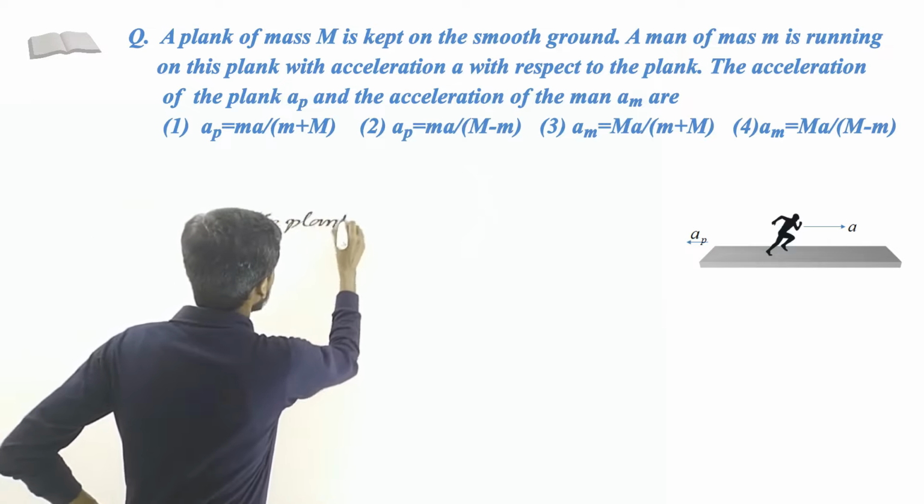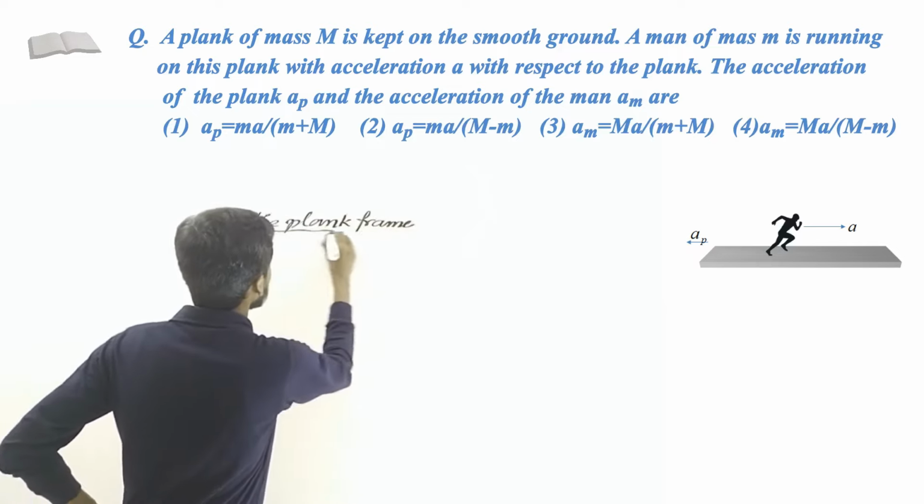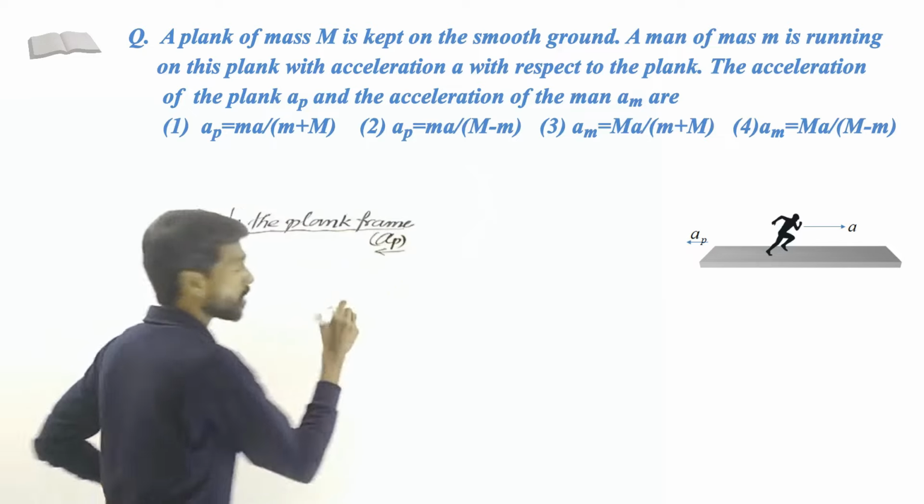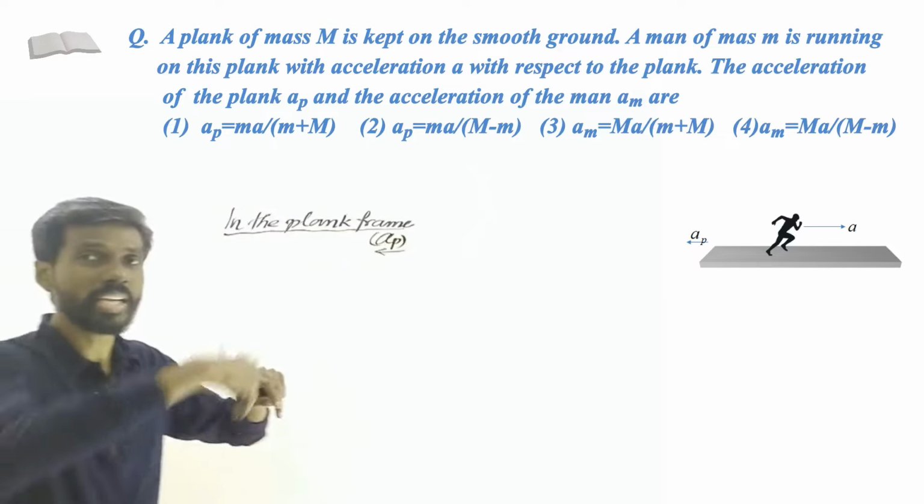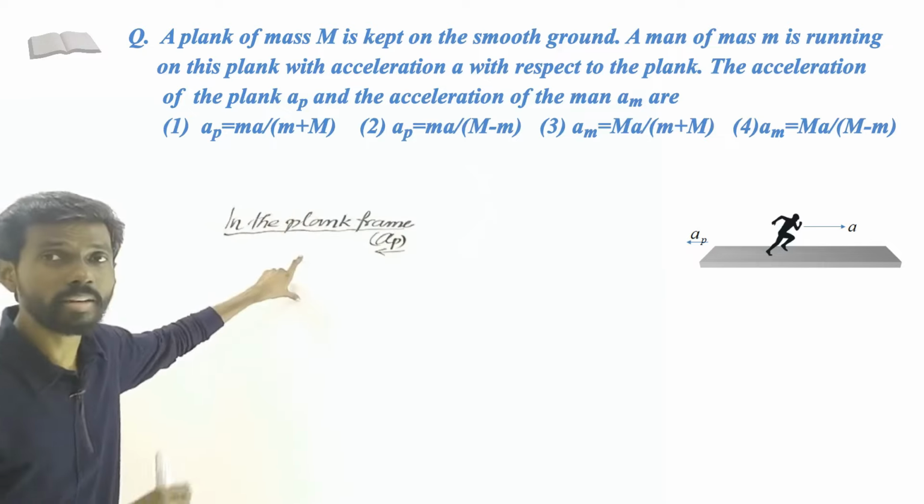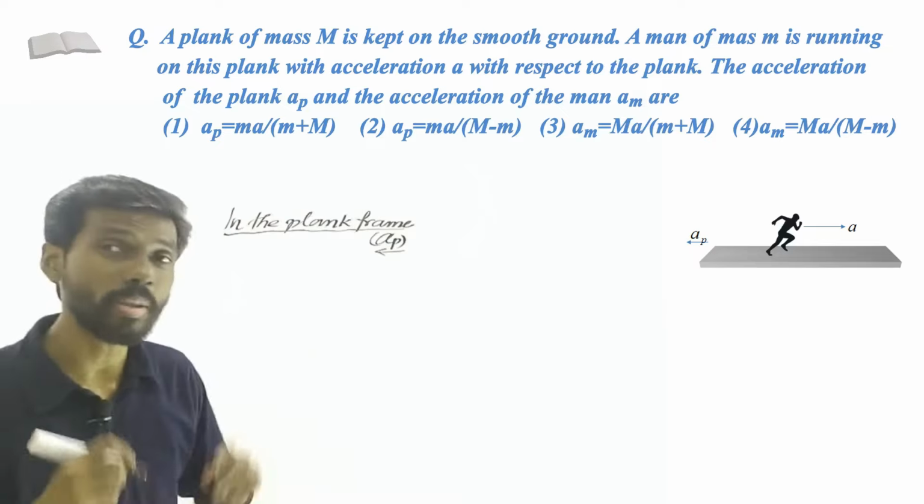In the plank frame, the plank is moving with some acceleration, say AP. AP is the acceleration of the plank in this direction, because the man is moving in this direction, he is pushing the plank in the opposite direction. Now that is the acceleration of the observer. Now what are the forces acting on the man?